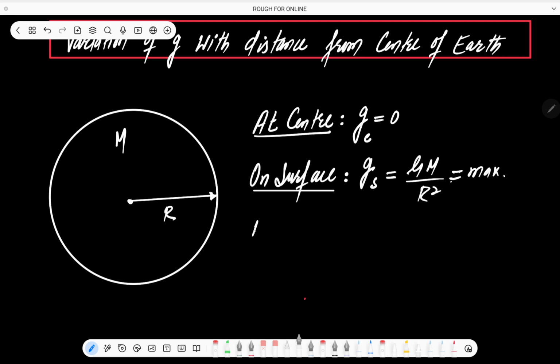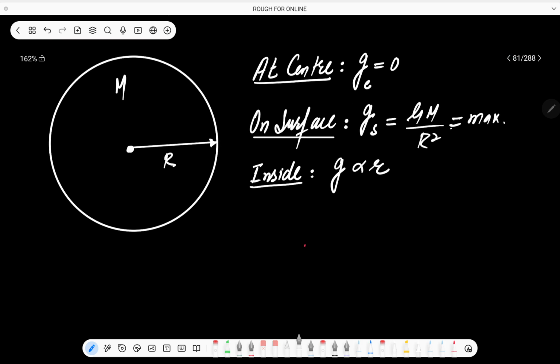So what will be the acceleration due to gravity inside? Just apply your common sense. Tell me one thing: as you move from the center of earth to the surface of earth, does the acceleration due to gravity increase, decrease, or remain constant? It's obvious that it increases as you move from the center to the surface. So when it increases, I will write like this, it is directly proportional to r, isn't it? Which implies that acceleration due to gravity will be something like this.